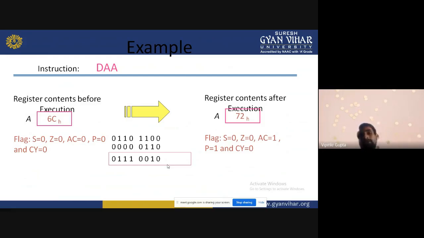What is the flag value? Sign flag is 0. Zero flag is 0. Auxiliary carry is also 1 because D3 bit generated the 1 bit. And parity flag is also 1. Number of ones are 4, so it's the even number. So parity flag is 1 and carry flag is 0.